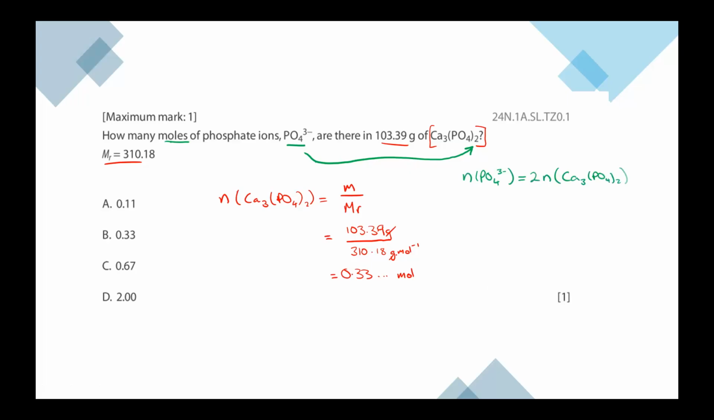So we now know that we have, as I said, 2 phosphates for every mole of calcium phosphate. So our moles of phosphate are 2 times the moles of calcium phosphate, which gives us an answer of 0.66. Theirs is 0.67. I thought it was 0.65 for a second there, but it is 0.66, which rounds up to 0.67. Let's check my calculator. So it all matches out. So our correct answer is C. Alright, so that's how we do that.